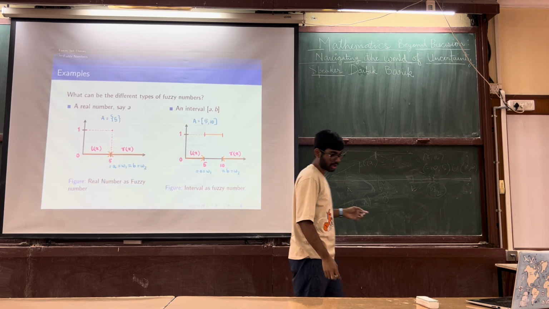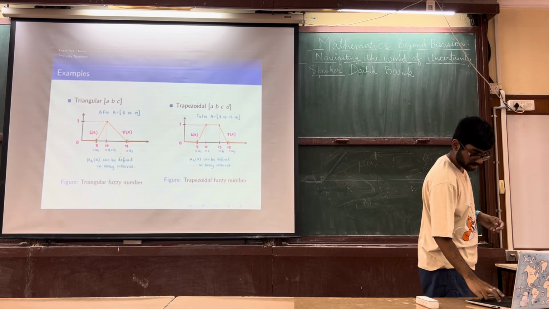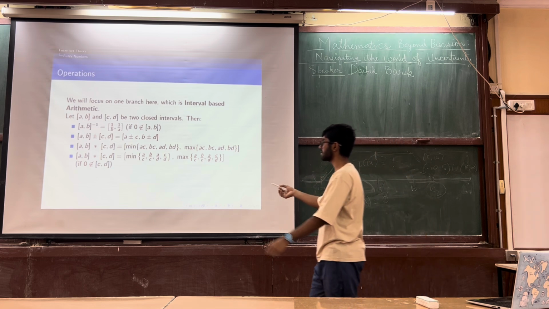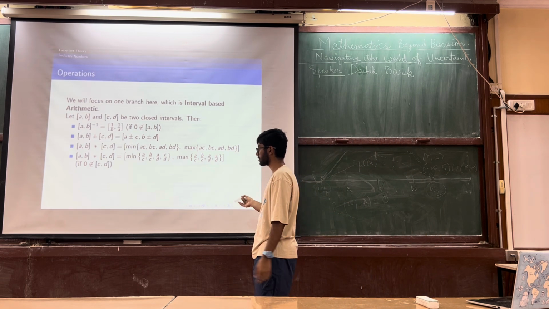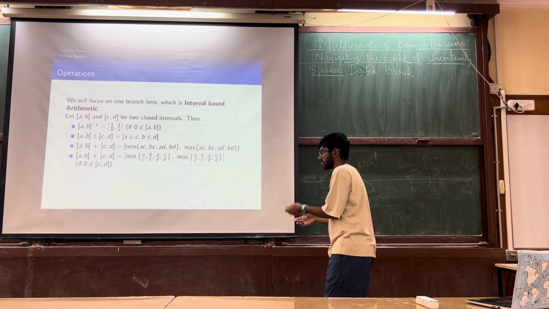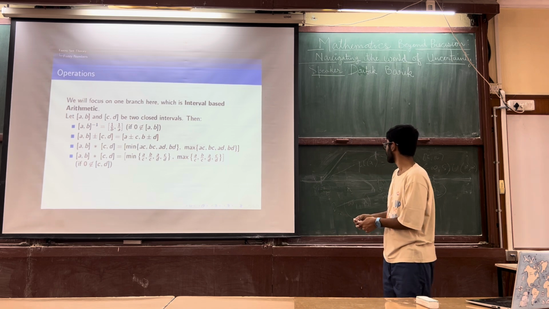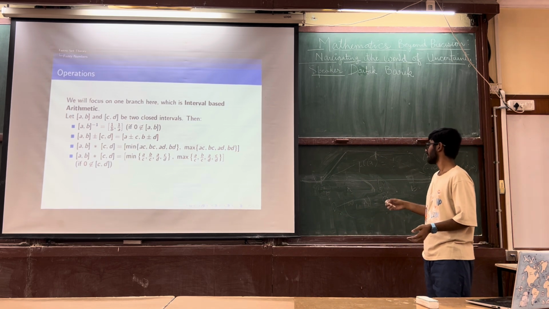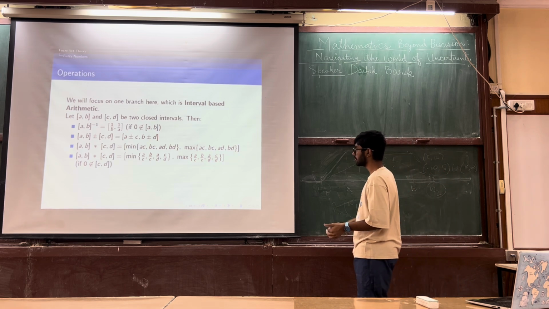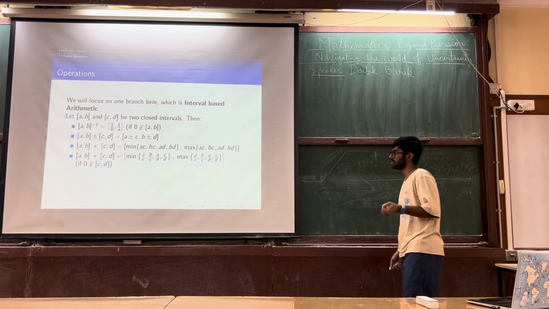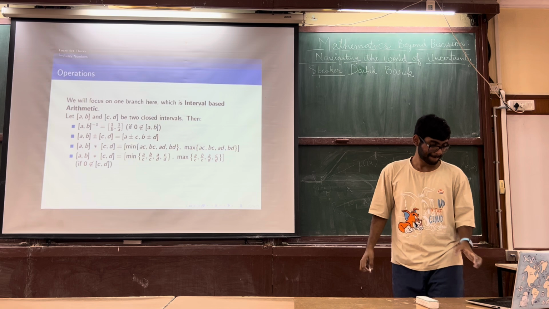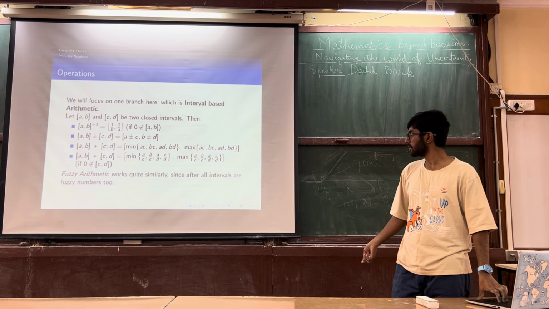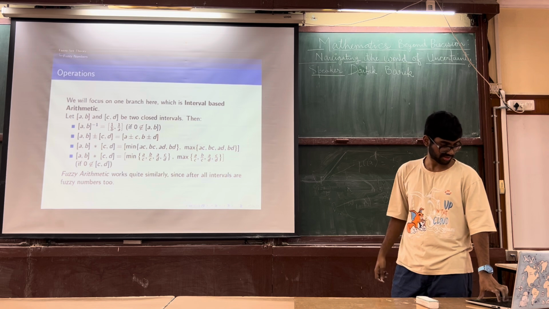So this is how we obtain these results, but in this case they are intervals. Even if we work with fuzzy numbers or fuzzy intervals, we have the same results. Now we can generalize the addition to some extent, but we don't need that here. The fuzzy arithmetic works similarly, after all, since intervals are fuzzy numbers.